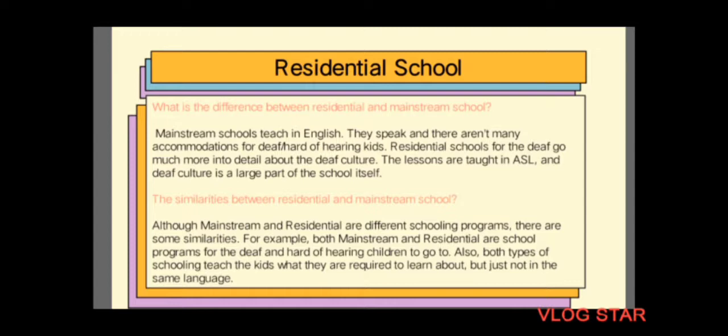So the similarities between residential and mainstream school. Although mainstream and residential are different school programs, there are some similarities. For example, both mainstream and residential are school programs for deaf and hard of hearing children to go to. Also, both types of school teach the children what they are required to learn, but just not in the same language. So that's all for my report, and thank you.